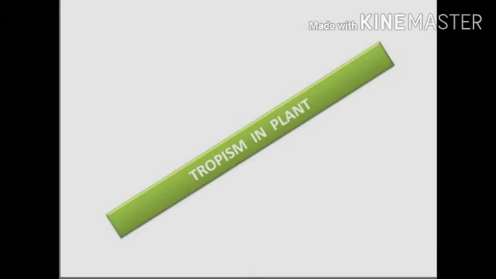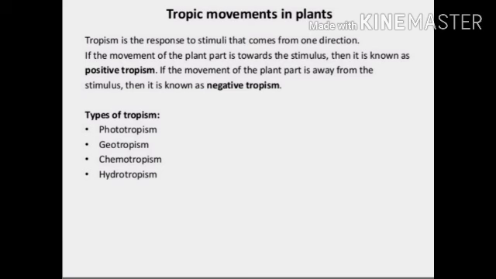Tropism in the plant. Tropic movement in the plant. Tropism is basically the response to stimuli or signals coming from one direction. If the movement of the plants is toward the stimulus, then it is known as positive tropism. And if the movement of the plants is away from the stimulus, then it is called negative tropism.